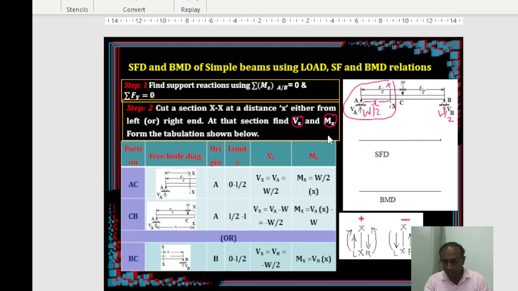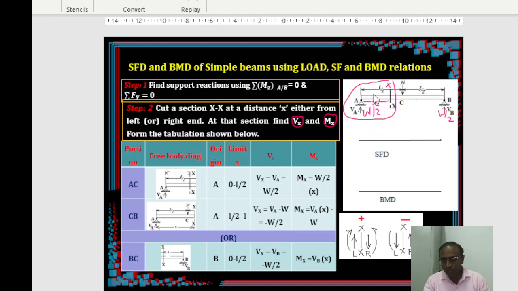So here you have two portions or segments you have to take. How many portions or segments you are going to take depends upon the number of loadings available. For example, here one loading is there. For one loading, I am taking two segments or two portions, because up to this the bending variation is in one fashion. After this, because the load enters in between, I am going to take another section.